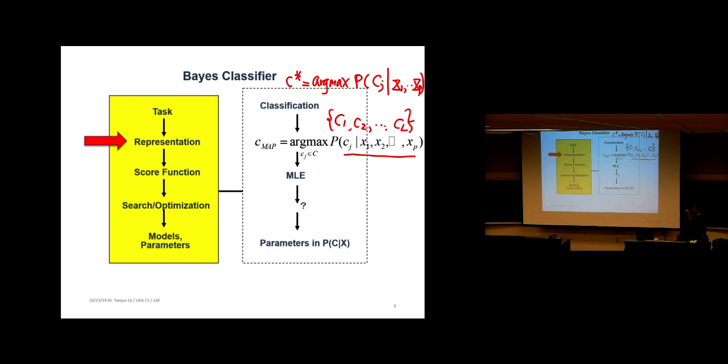So this is the rule we're going to use, called the MAP rule. If you use a probability formulation to model the relationship of input and output in classification, and you're using this max rule, this type of classifier is called a Bayes classifier.